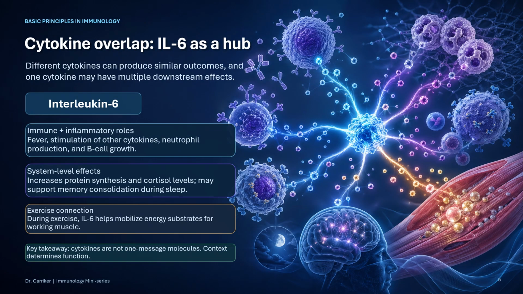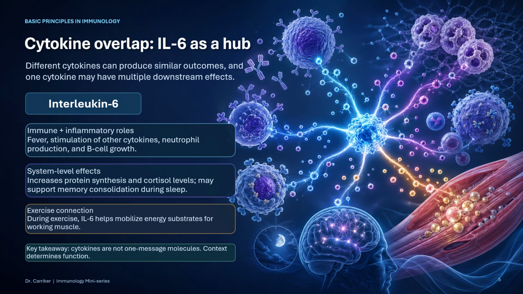So this slide has a lot going on, but it reminds us that cytokines are not neat, one-job-only molecules. Different cytokines can overlap in function, and one individual cytokine can have several effects. Let's take, for instance, IL-6 or interleukin 6. That's a good example. It can contribute to fever. It can influence protein synthesis. It can stimulate the release of other cytokines. It can increase cortisol levels, support B cell growth, stimulate neutrophil production, and it can even play roles in exercise metabolism.